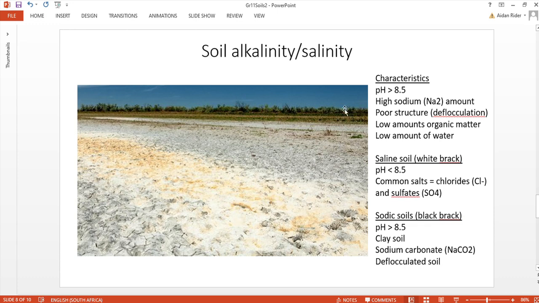Okay, so the characteristics of an alkaline soil: the pH is always higher than 8.5. Remember, the more basic the soil is, the higher the pH goes, up to 14. So it can be anywhere between 8.5 and 14. Then there is, like I mentioned, a high sodium amount, lots of salts. Then it causes poor structure. It's also called deflocculation. Deflocculation is a very fancy word just to say that the structure of the soil is being broken down. I don't know if you can see in this picture, but there are a few cracks forming in between the soil, apart from the fact that all the salt is on the surface.